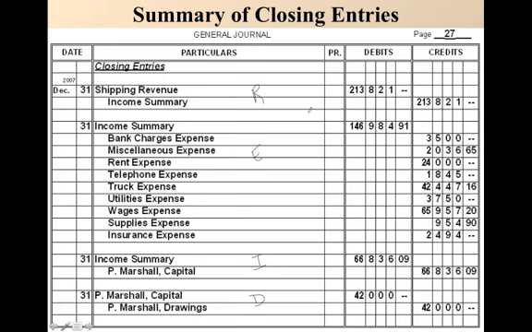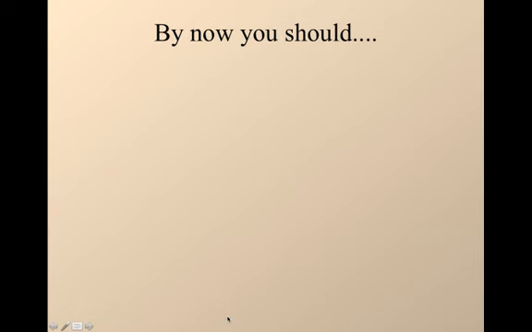Okay, one more reminder. Revenue was a credit, so you needed to debit it. Expenses are normally debit, so you need to credit them in order to get them to 0. In this case, income summary, there was a net income, so you need to increase capital because it was a net income, so you credit capital. And drawings is a debit, so you credit drawings. So those are the summary of our closing entries.